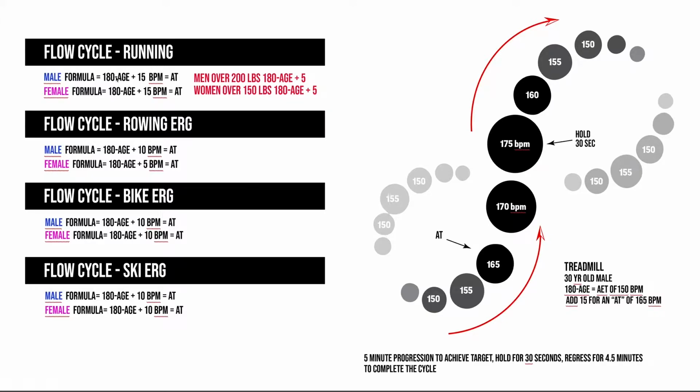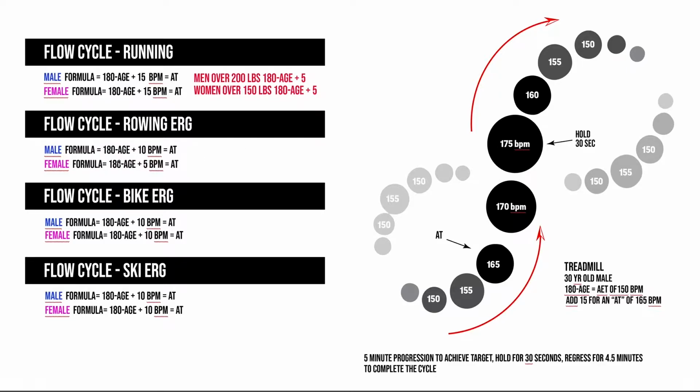On the left-hand side here, what you're seeing is the equations we created for each of these functions. For example, running indicates that a male would subtract his age from 180 and add 15 beats per minute to achieve a predicted anaerobic threshold. A female would do the same. No difference between genders in this particular segment with running. However, I did indicate that if you're over 200 pounds, great likelihood is that you're only going to want to add 5 beats per minute to the equation here. And women, same thing, over 150 pounds.